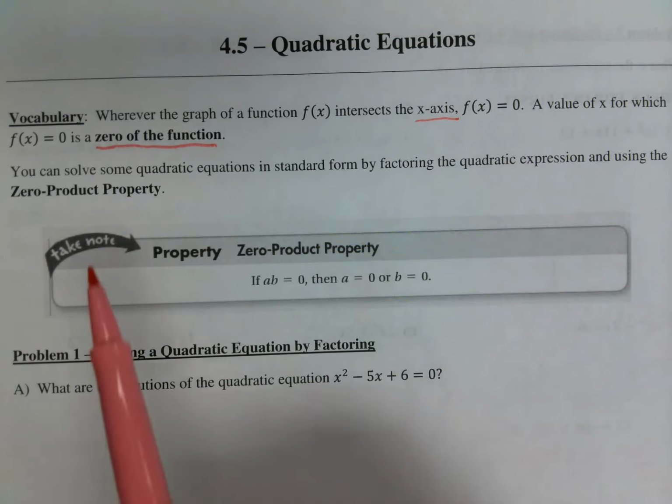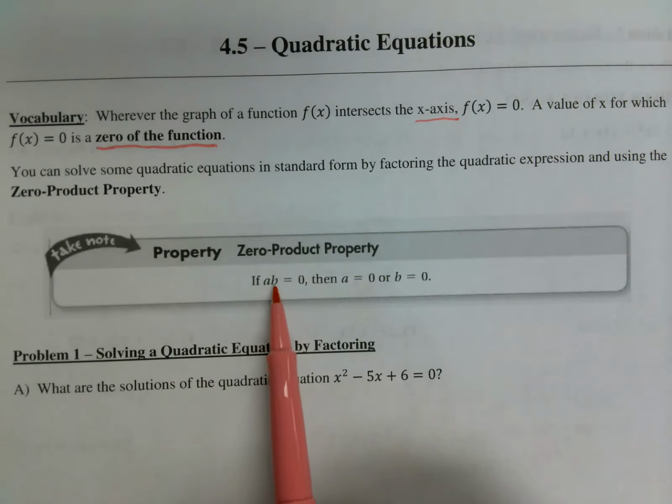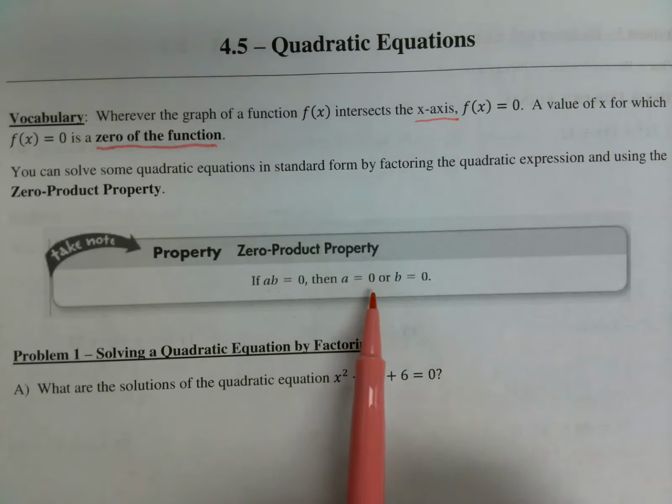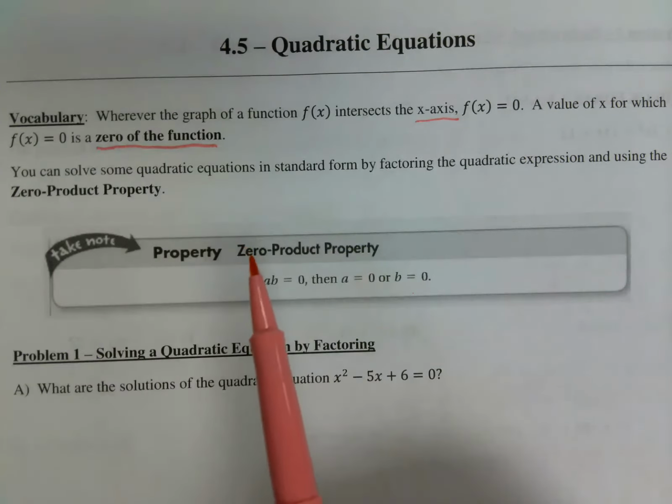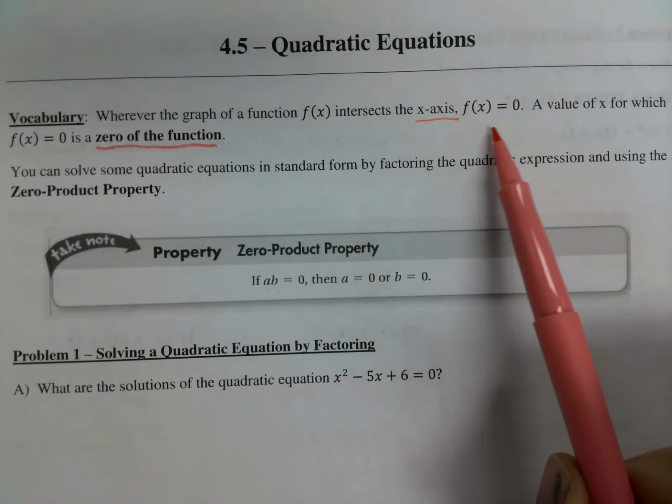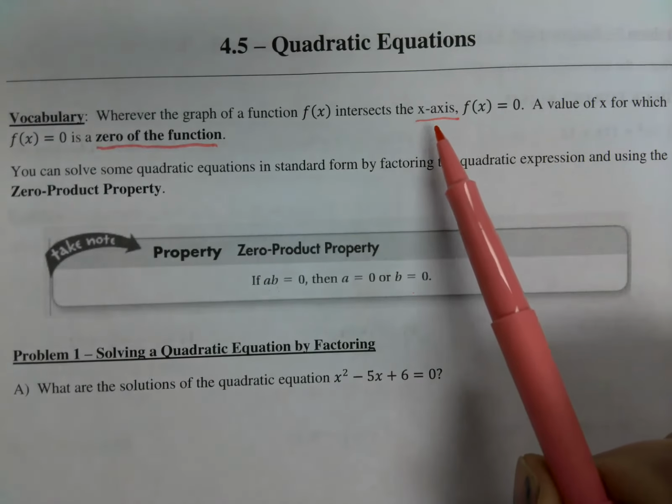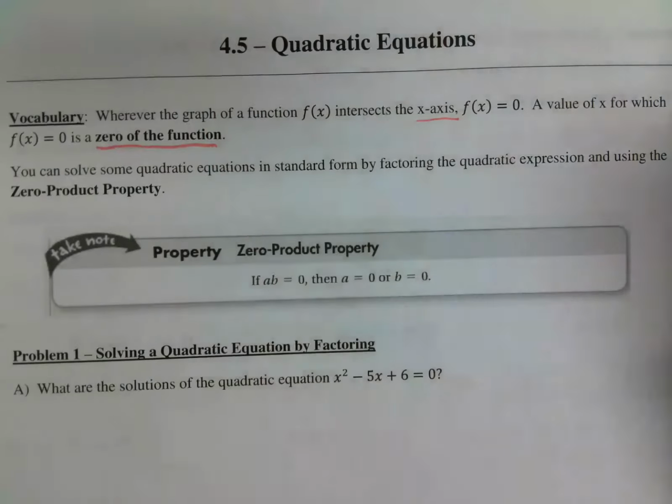So we have a zero product rule, meaning it doesn't matter A or B. If these two multiply together equals 0, A could be 0 or B equals 0. That's important here. So my zero product property is we want to figure out where the graph crosses the x-axis. That's what we're looking for in this 4.5 section.